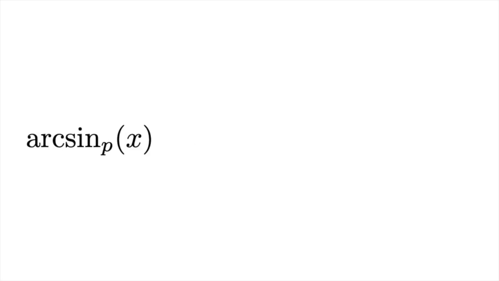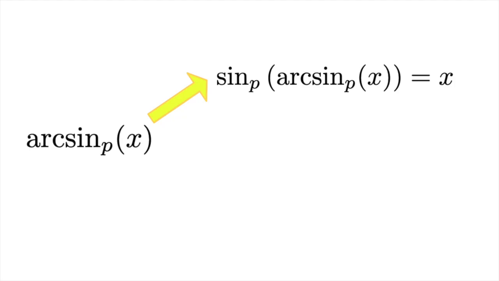We'll start with inverse sine base p, or arc sine base p, and discuss what properties I want it to have. The first is probably the most obvious. Sine base p of arc sine base p of x should be x. The functions should essentially undo each other when they're composed.